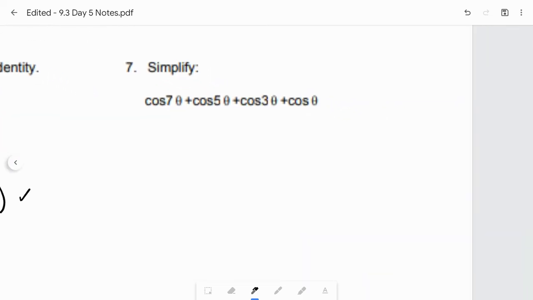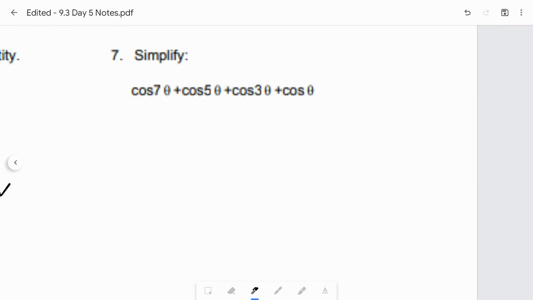Okay, number 7, we want to simplify cosine 7 theta plus cosine 5 theta plus cosine 3 theta plus cosine of theta. Okay, so I am going to group this in 2 different parts. And then I'm going to apply the sum to product formula for each of those. So there's going to be quite a bit of writing here, so make sure that you save some room or write a little bit smaller.